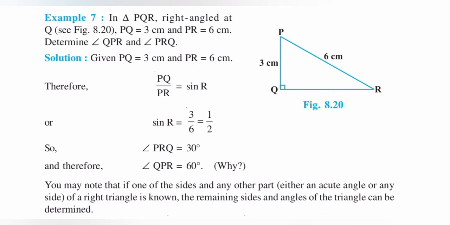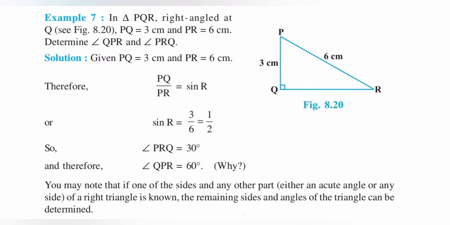Solution. Given PQ is equal to 3 cm and PR is equal to 6 cm. Therefore PQ by PR is equal to sin R, because sin is opposite by hypotenuse. Substituting the values of PQ and PR, you will get sin R is equal to 3 by 6, that is equal to 1 by 2. So angle PRQ, that is angle R, is equal to 30 degree, because from the table you know sin 30 is 1 by 2.